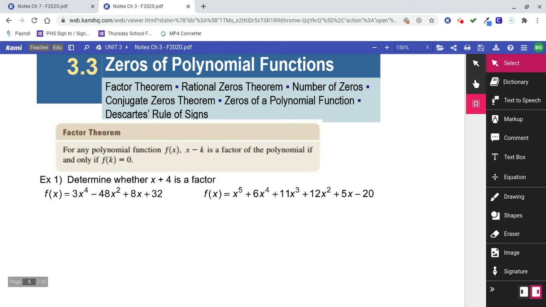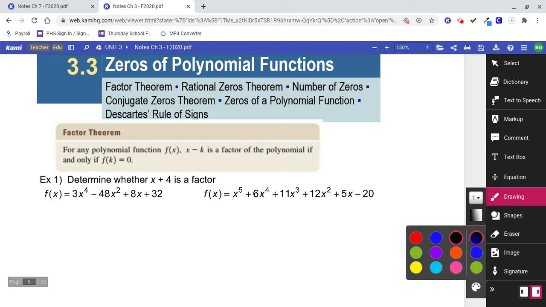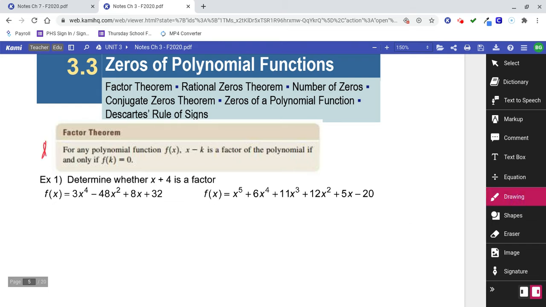3.3 Zeros of polynomial functions. We start with the factor theorem, and the factor theorem says something similar to what we've had in the past. For any polynomial function, x minus k is a factor of the polynomial if and only if f of k equals 0. So we're going to try to figure out if this is a factor, but we can do that by using synthetic division, and we're good at that.